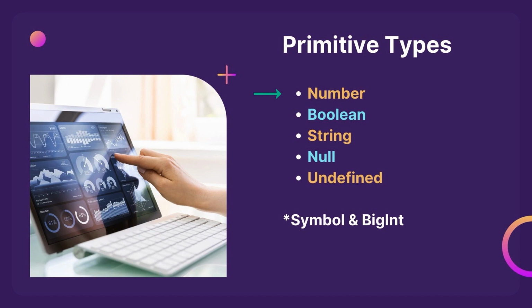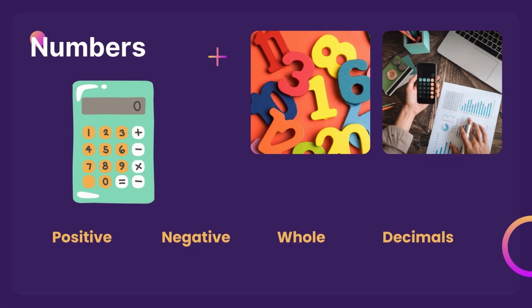Number, which is how we represent numerical values. Boolean, true or false. String, which is a set of characters. Null, undefined. And then there's also symbol and BigInt, which aren't as common and are slightly more advanced topics. So the first one of the primitive types we're going to look at is the number type.